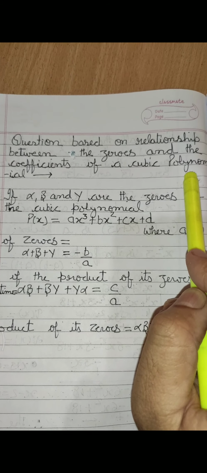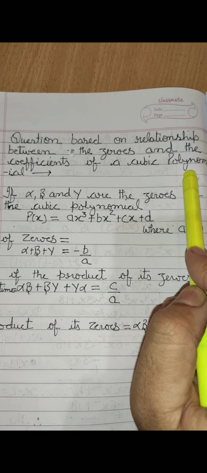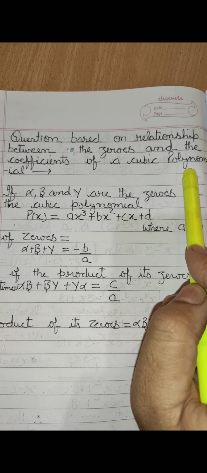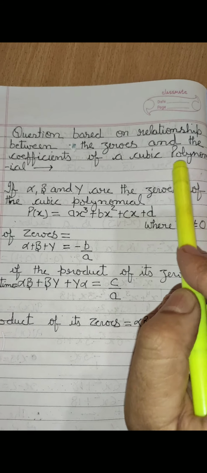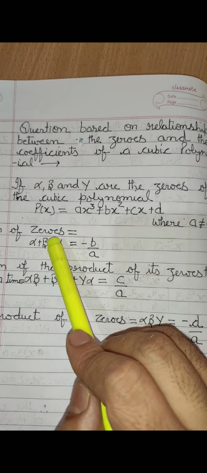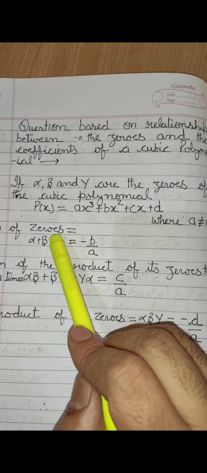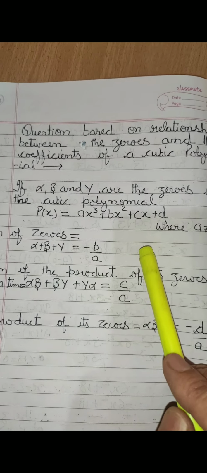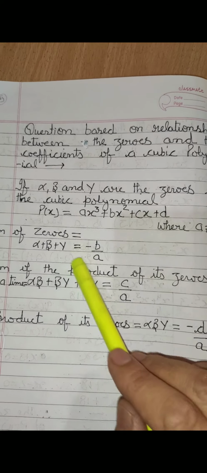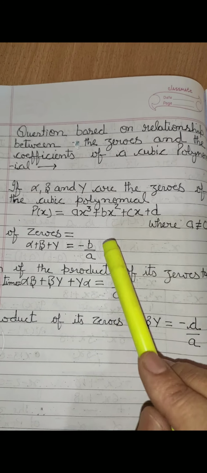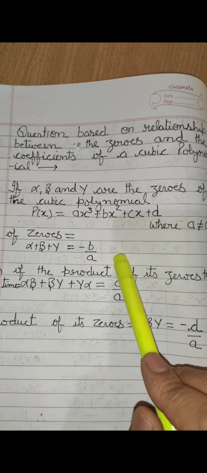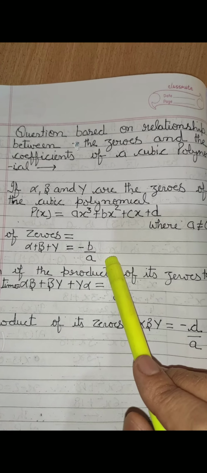In lecture 3, we have seen the relationship between the zeros and the coefficients of a quadratic polynomial. Now we are seeing the relationship between the zeros and the coefficients of a cubic polynomial. First of all, you have to learn the formula. The proof of this formula is not in your syllabus. How will we prove it? By questions we will see that this relationship is true.